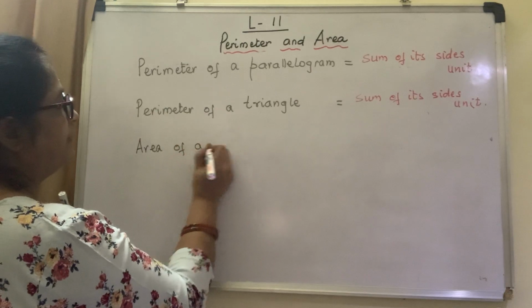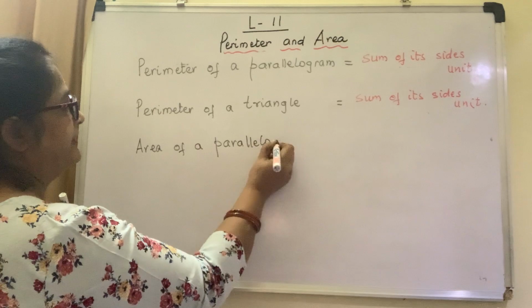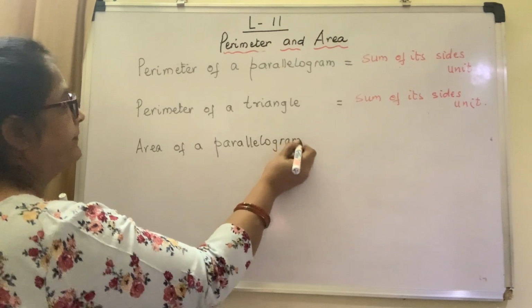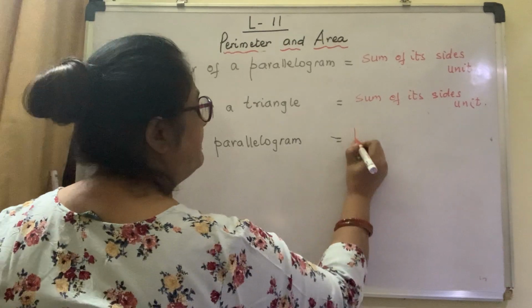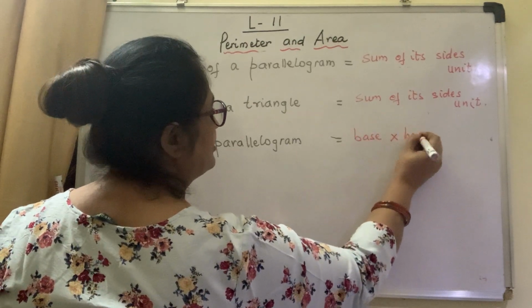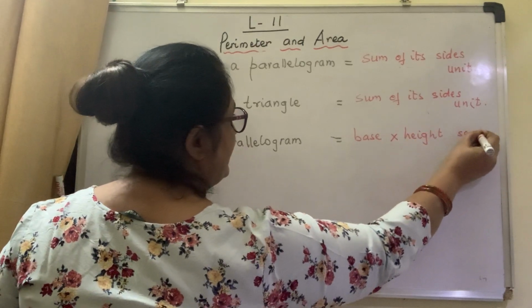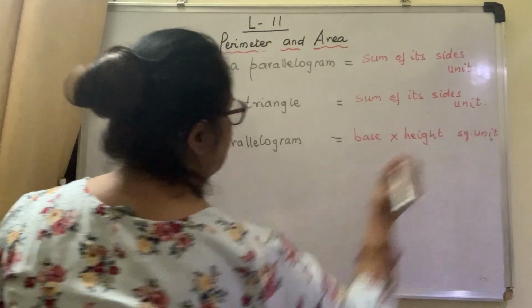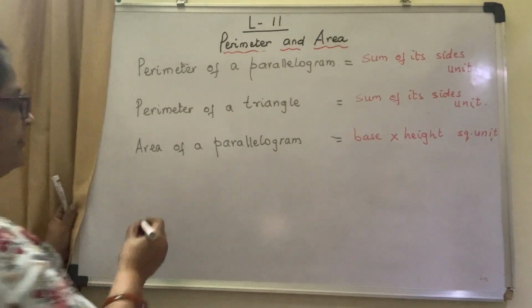Area of a parallelogram is equal to base multiplied by the corresponding height, square unit. That is area of a parallelogram.